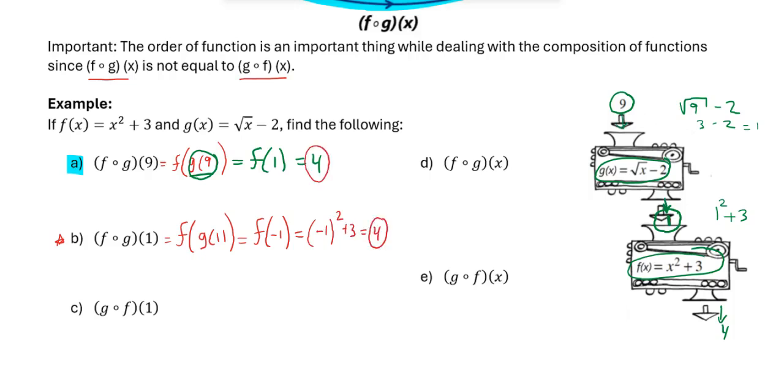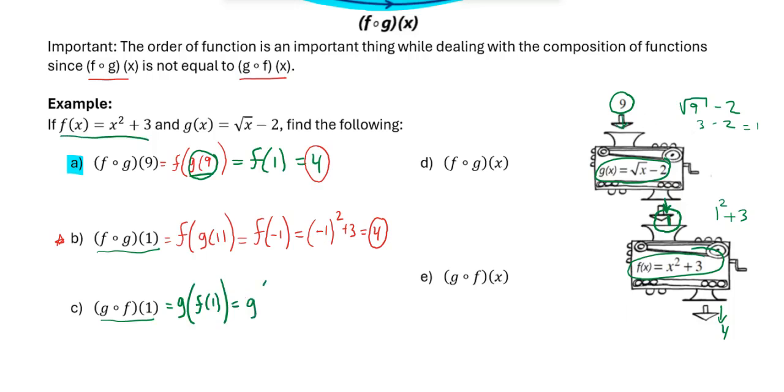Let's look at the reverse of that to see that it's not always true that f of g of 1 is the same as g of f of 1, or g compose f of 1. So this one will be first plugging 1 into the f function and getting an answer. So if we plug it into this function first, we'll get 1 squared plus 3.